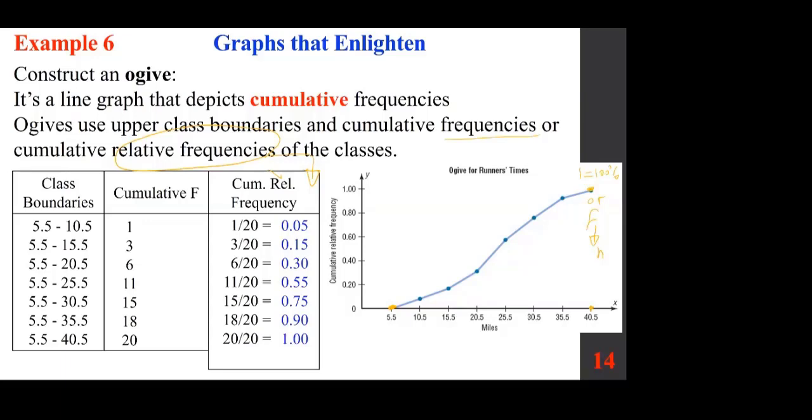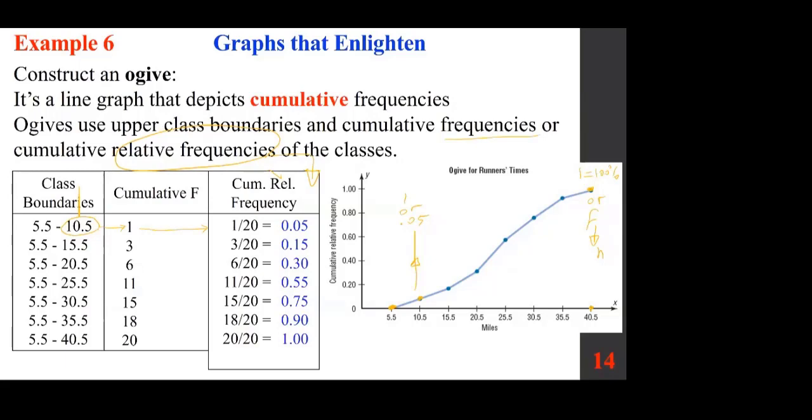What happens afterwards? You look at the upper boundary of the first class. So the upper boundary of the first class is 10.5. And that corresponds to either 1 or 1 over 20. So look at this number. At top of 10.5, you either have number 1 or number 0.05. You use 1 if you're dealing with frequencies. You use 0.05, and we are going to use 0.05 here if you're dealing with percent frequency or relative frequency, okay?